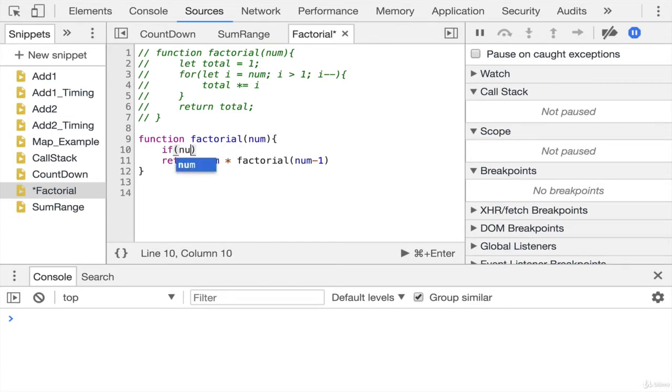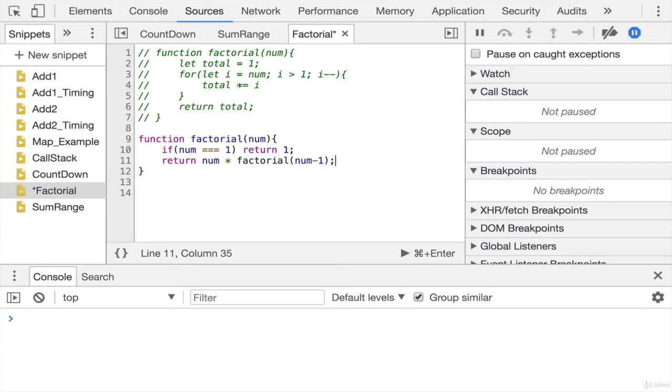So we'll just do something like if num is equal to 1, return 1. Factorial of 1 should be 1, right? If we plug 1 in here, we should get 1 right away. 1 times 1. There's nothing below it to multiply by. And this is it. This is the solution.